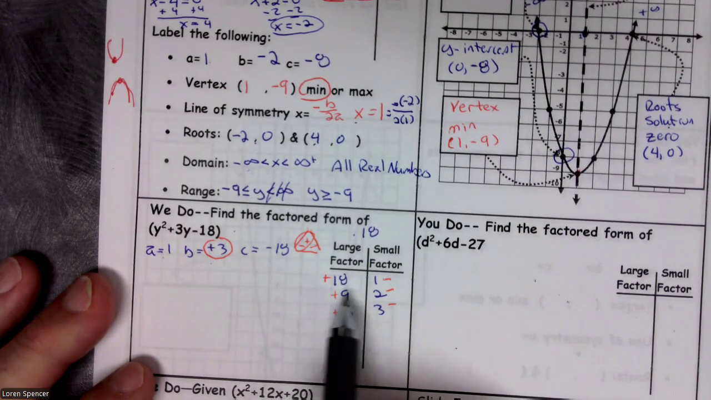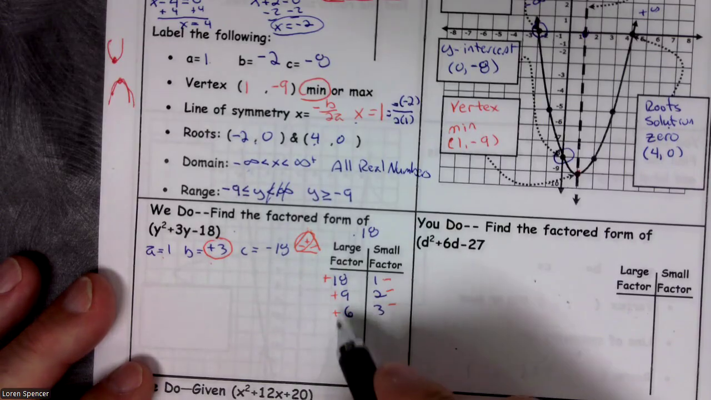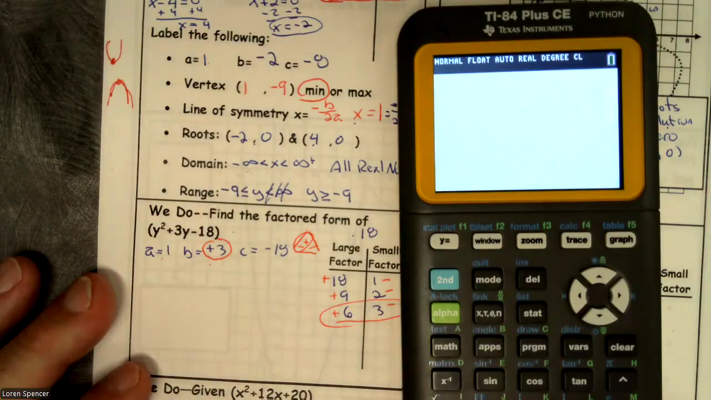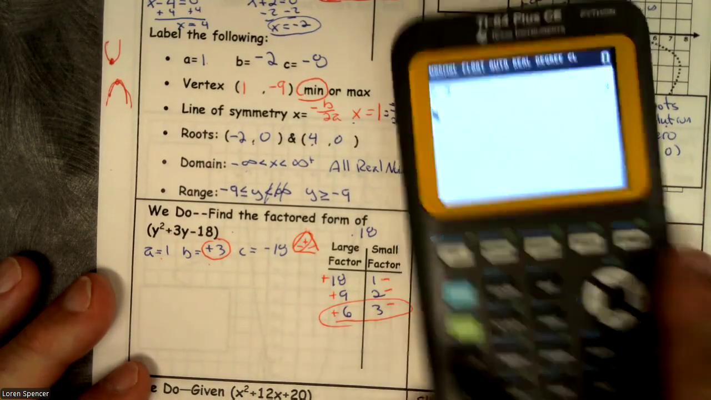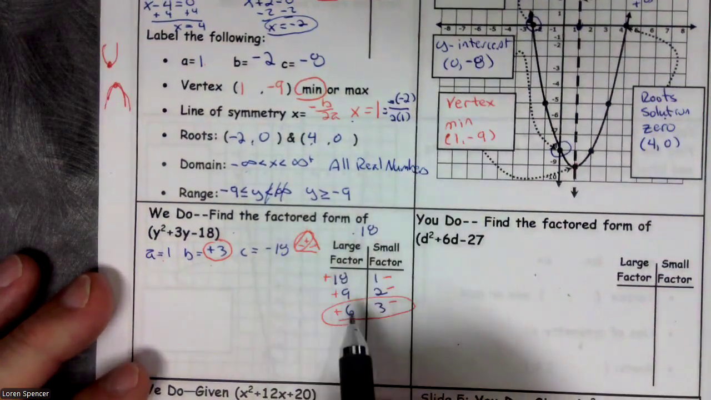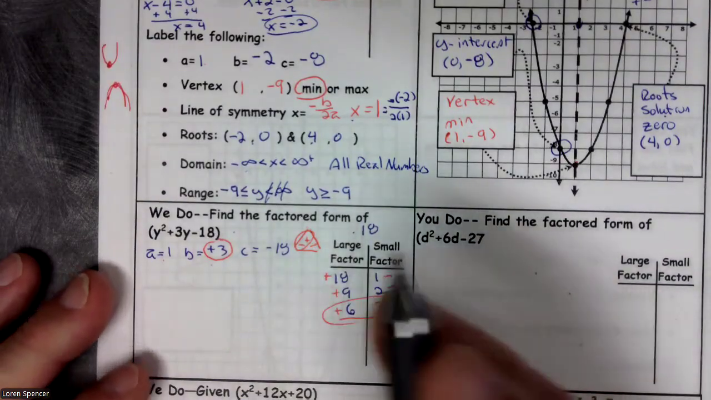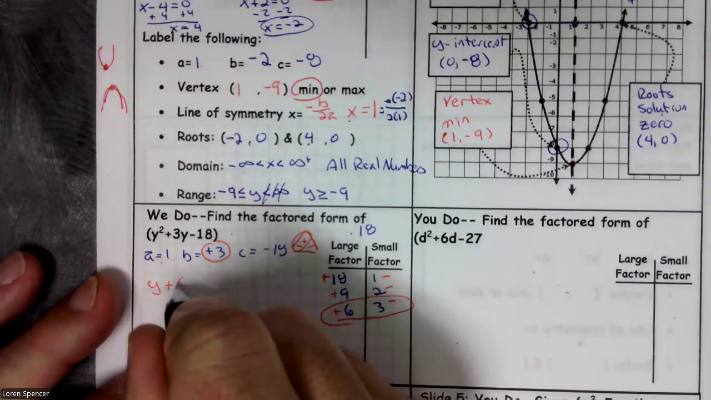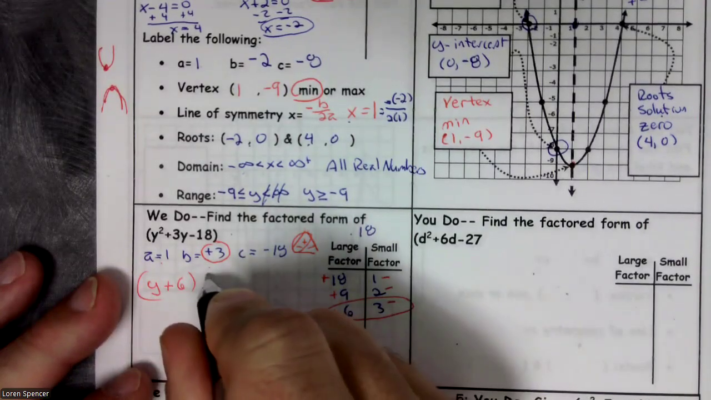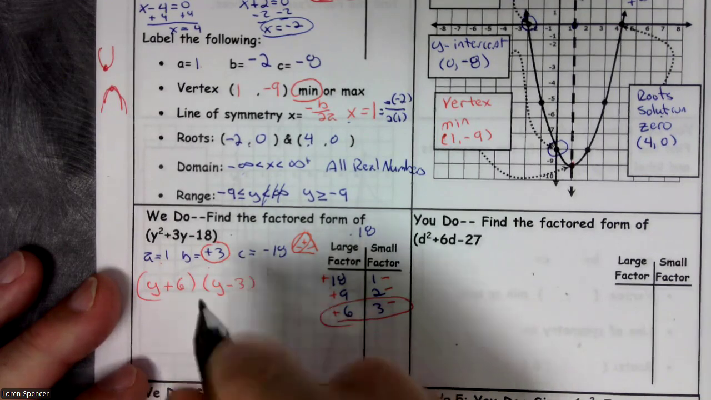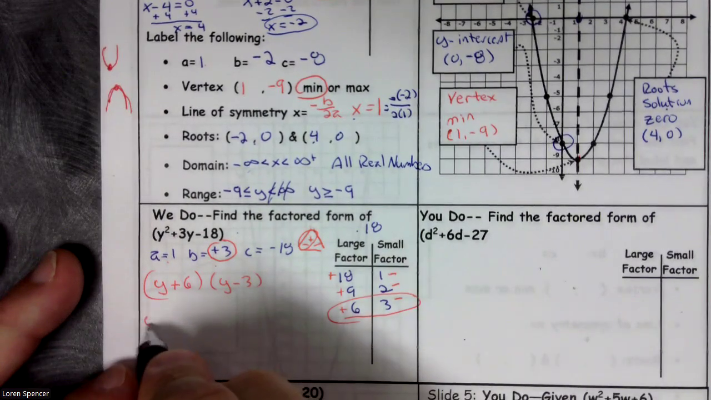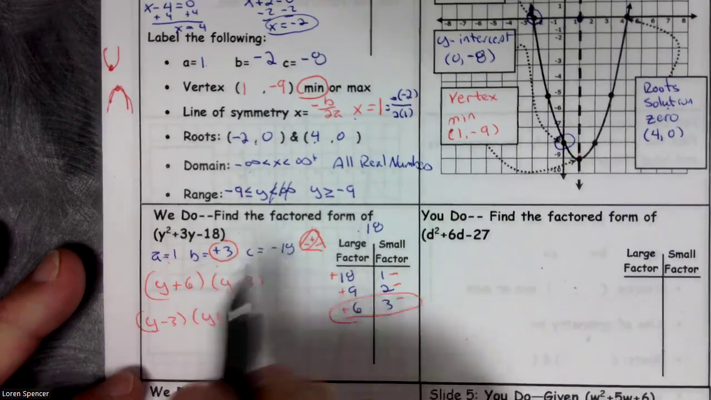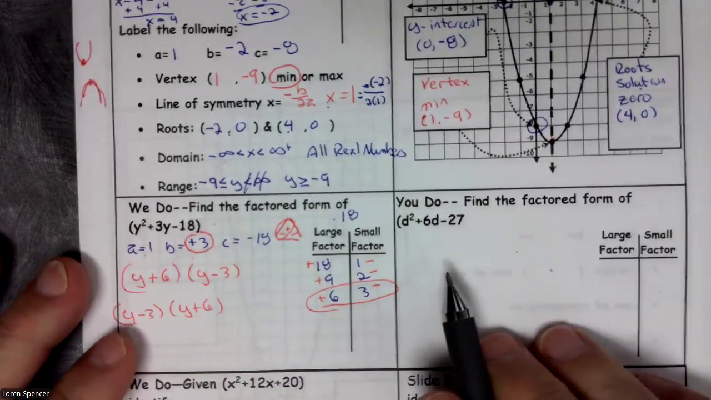So what ones give me +3? Well, 18 and 1 doesn't, 9 and 2 doesn't, but 6 and 3 does, because when I go to my calculator, 6 minus 3, oh, that's 3. That's what we wanted. So the factored form is y plus 6 times y minus 3. Now, you could have swapped the order. You could have put y minus 3 times y plus 6. That wouldn't matter. Okay, either one of those are acceptable.